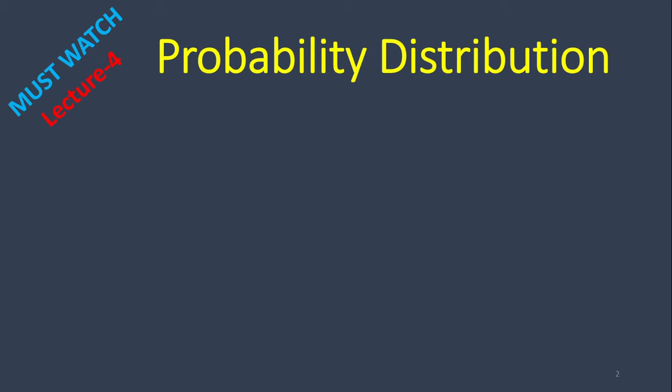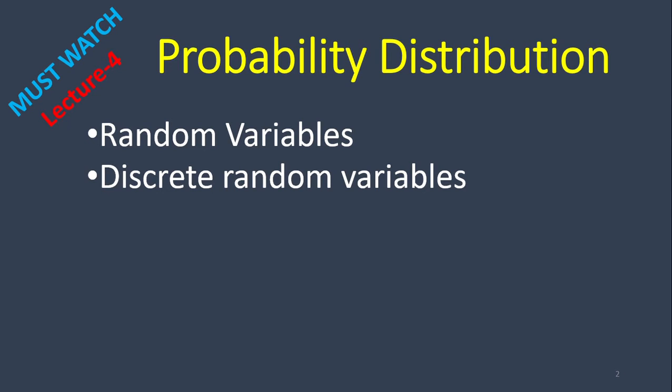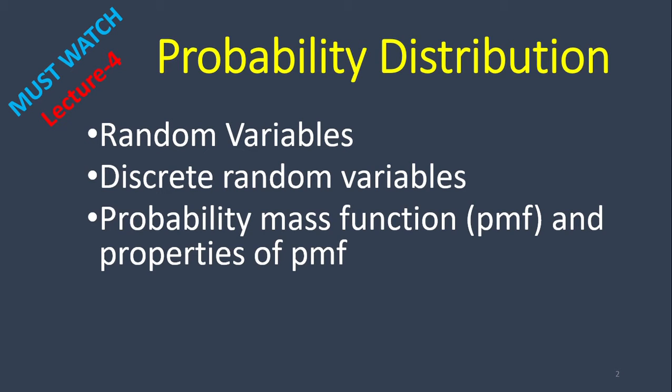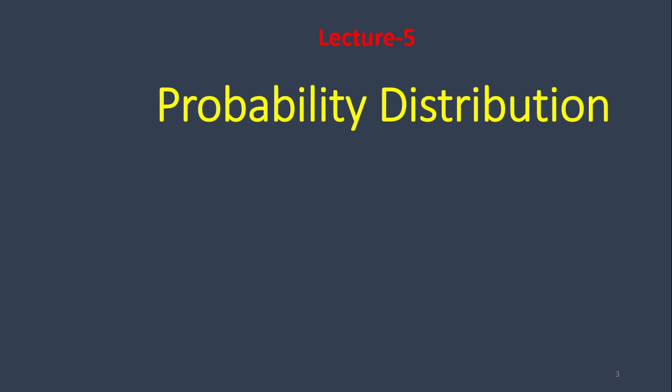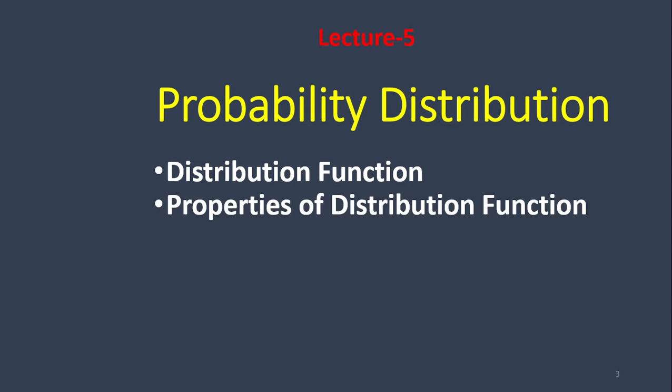In lecture 4 of probability distribution, I discussed random variables, discrete random variables, probability mass function, properties of PMF, and mean and variance of a discrete random variable. In lecture 5 of probability distribution, I am going to discuss the distribution function and properties of the distribution function.